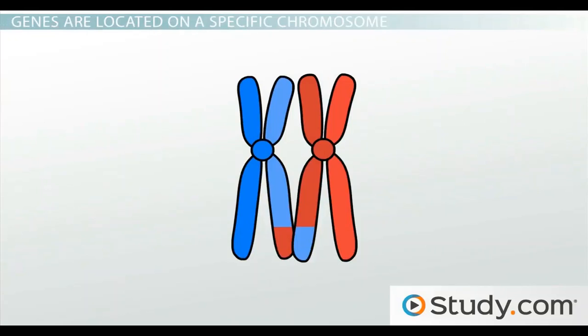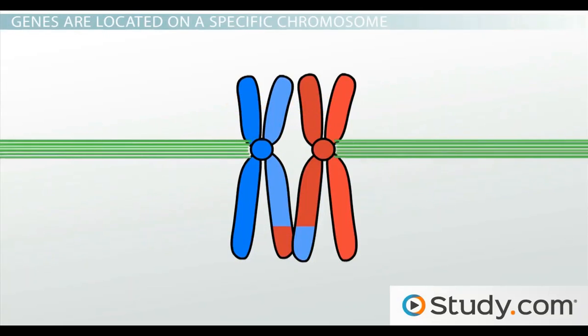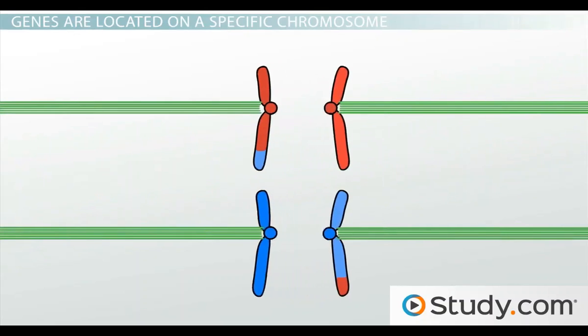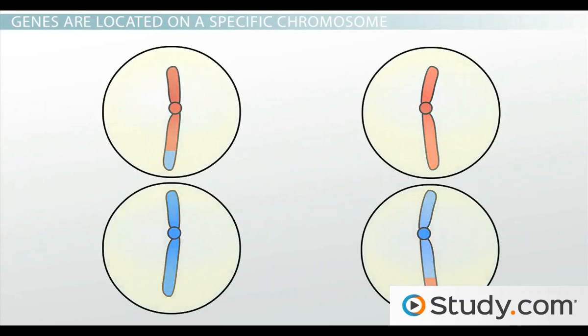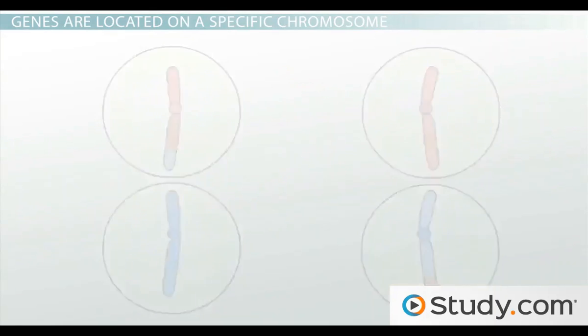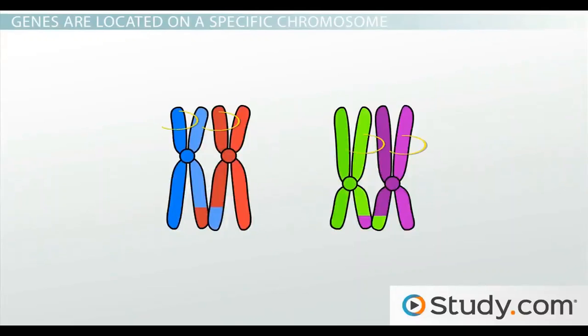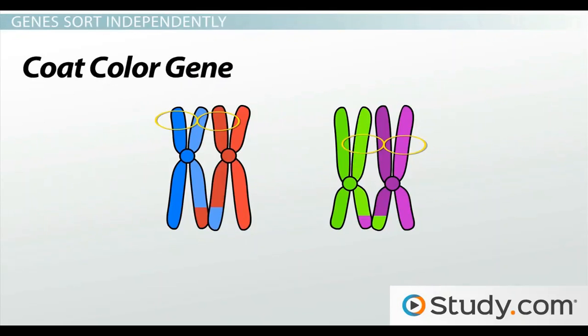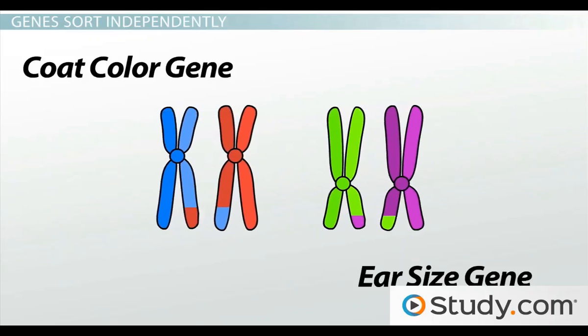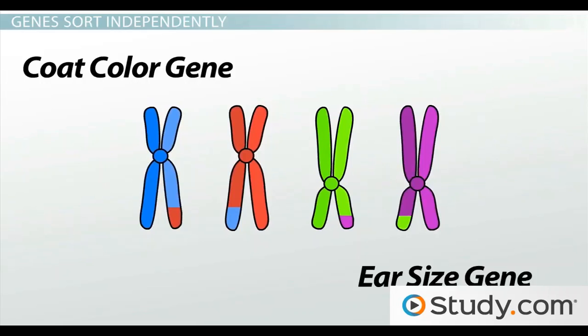Adrian recalls that genes are located on specific chromosomes. He also remembers that homologous chromosomes segregate into separate gametes during meiosis. However, there's really no rhyme or reason to predict which homolog a gamete receives. Now, what does this mean for genes that are located on separate chromosomes? Well, since they are located on separate chromosomes, it means that the ear size gene is also segregating independently.